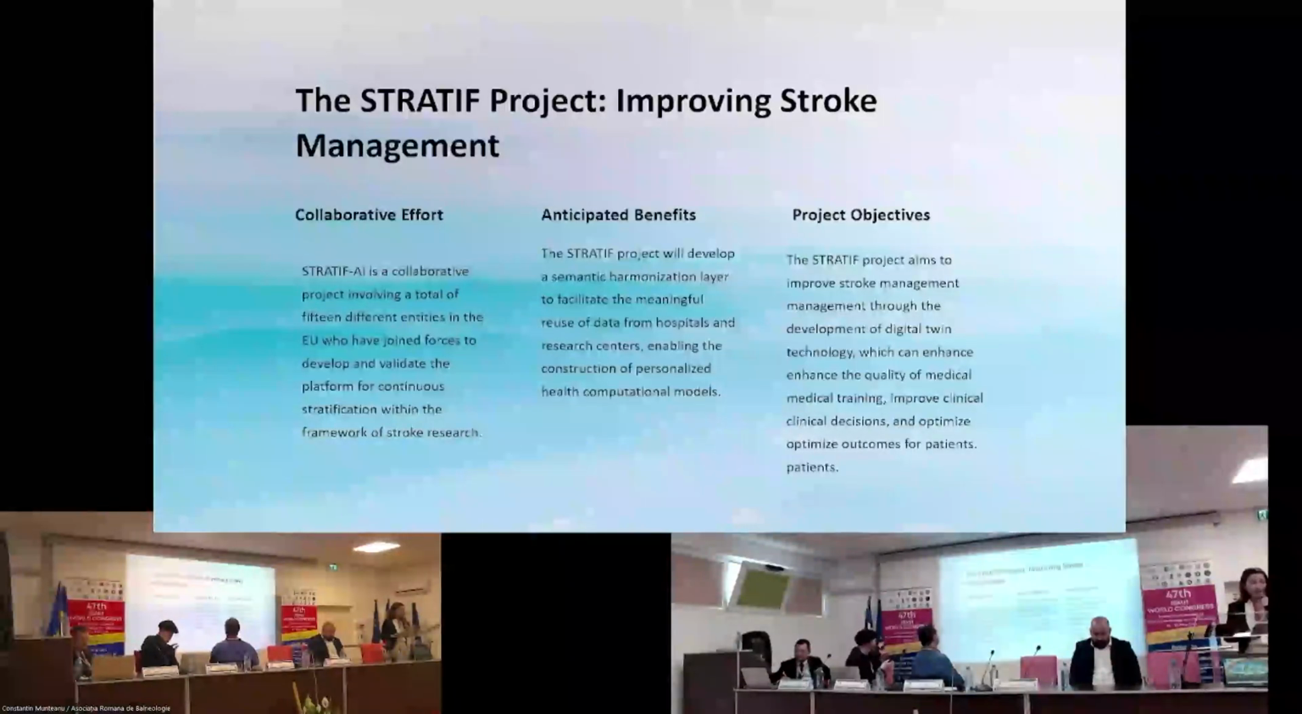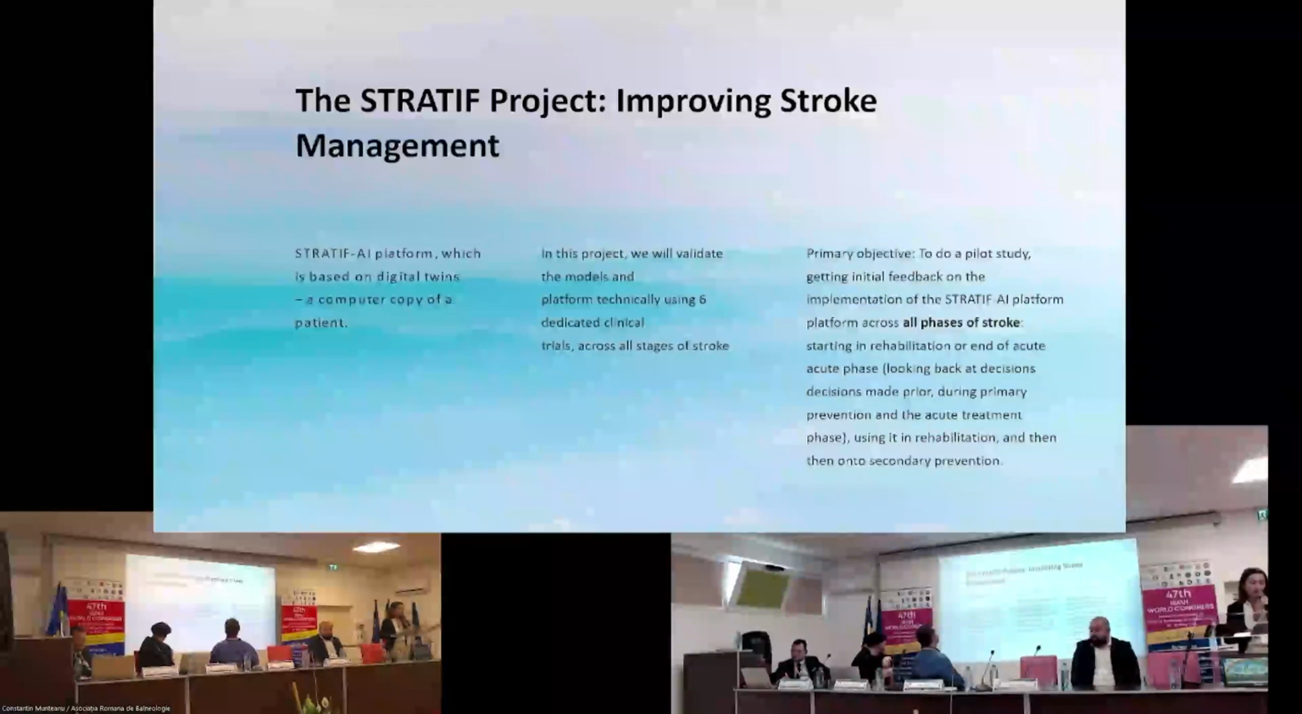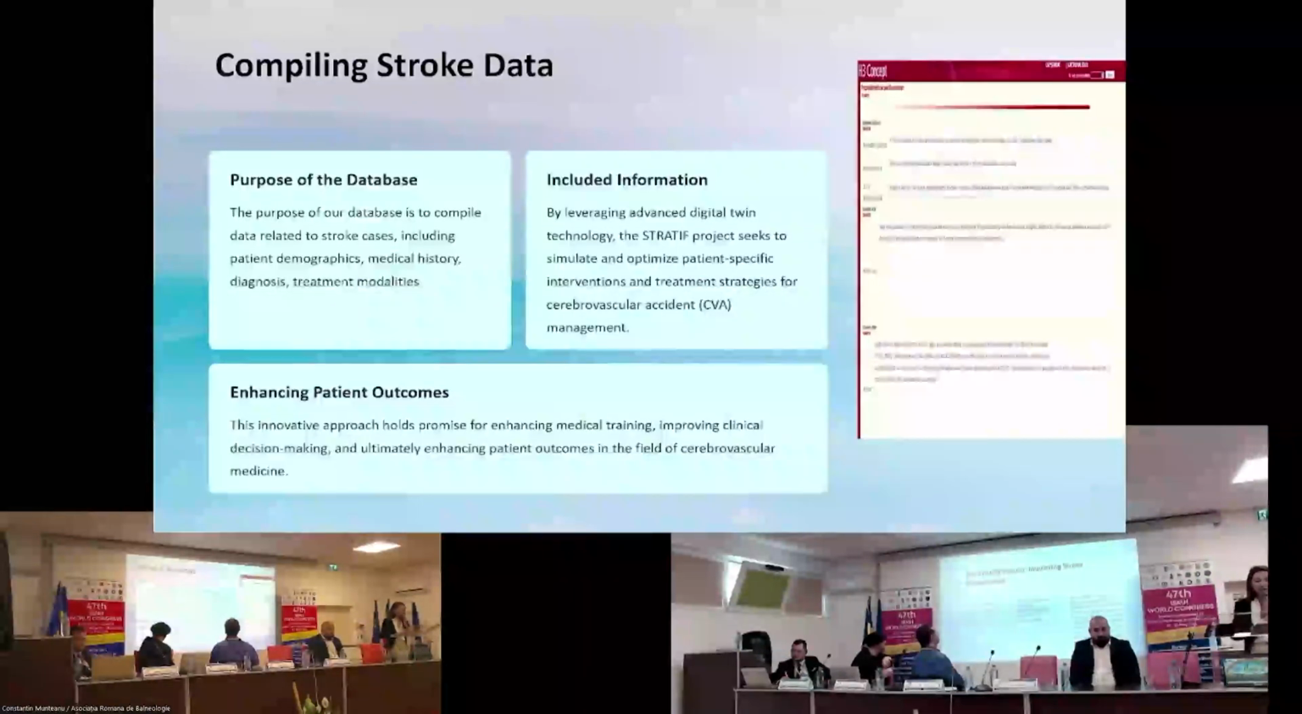So the Stratify project is a collaborative project involving a total of 15 different entities in the EU who have joined forces to develop and validate the platform for continuous stratification. The Stratify project will develop this semantic harmonization to facilitate the meaningful reuse of data from hospitals. And its aim is to improve stroke management through the development of digital twin technology. In this project, we will validate the models in the platform technically using 6 dedicated clinical trials.